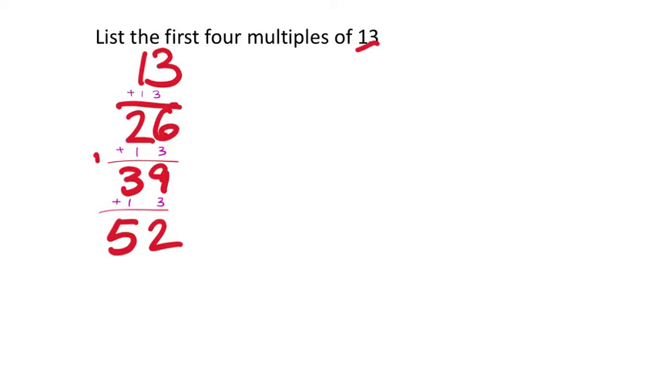Okay, so I'll highlight these to emphasize them. A 13 is its own first multiple. 26 is the second multiple. 39 is the third multiple. 52 is the fourth multiple. Okay.